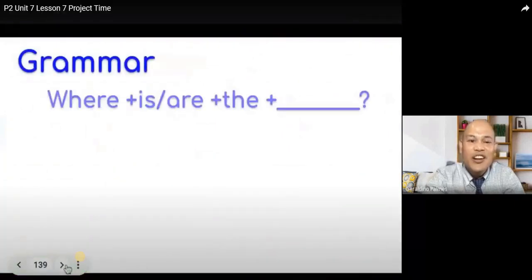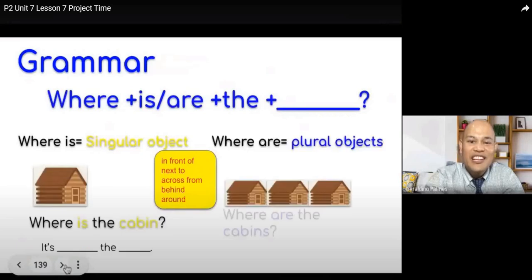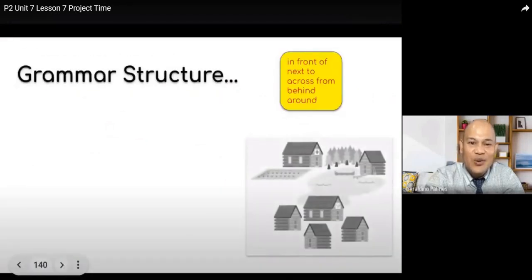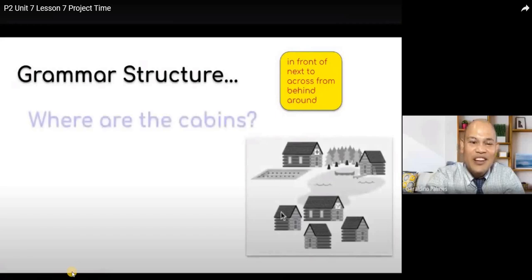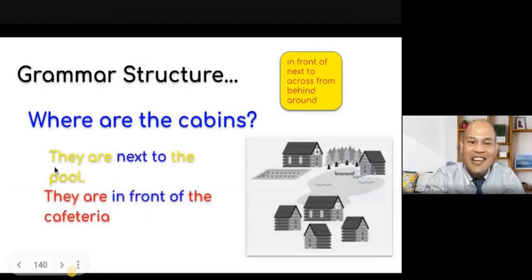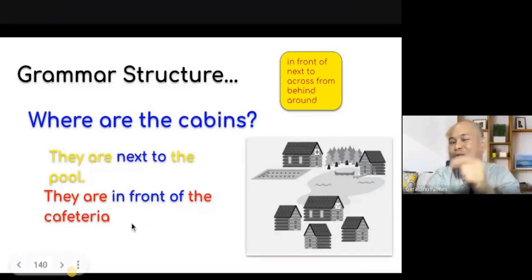Okay, for the next one here, the grammar, we already have done this one. Now we will ask the question. นักเรียนคะ เดี๋ยวต่อไปนี้ Teacher Dino จะถามคำถามนักเรียนโดยใช้ Where is the หรือ Where are the ให้ดูประธานของประโยคว่าเขาถามหาอะไร ถ้าถามหานามพหูพจน์ ให้ตอบว่า they are ถ้าเป็นเอกพจน์ใช้ it's หรือ it is Where are the cabins? They are next to the pool or they are in front of the cafeteria? They're in front of the cafeteria.